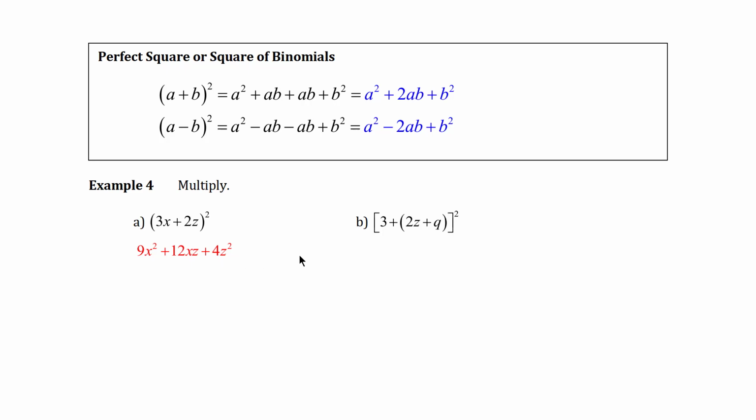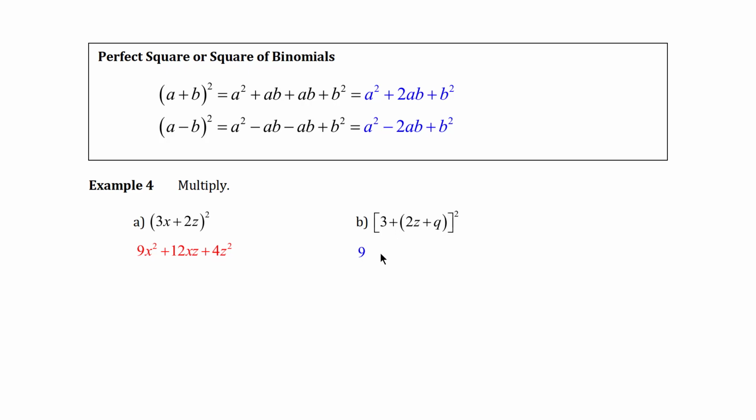Next, let's apply the perfect square formula to part B. We have the square of the binomial 3 plus, parentheses, 2z plus q, close parentheses. So when we square this binomial, we just apply the perfect square formula. We square the first term, so 3 squared is 9.